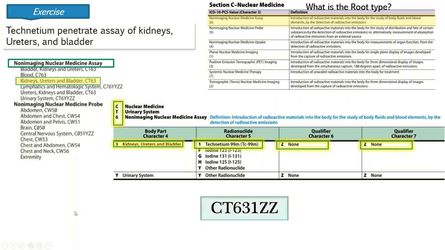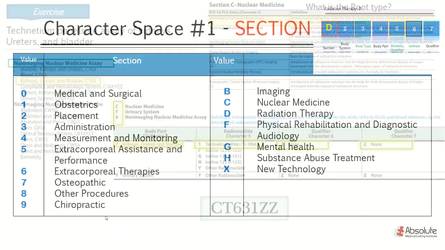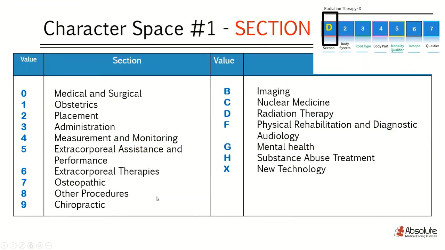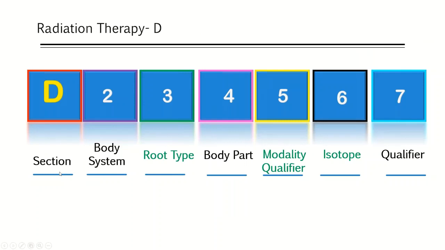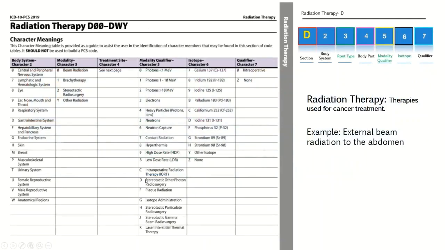All right, let's move on to section D, radiation therapy. Let's take a look at the radiation therapy code. We've got our section, the body system, of course, the root type. We've got body part, modality modifier, isotope, and qualifier. Let's go to the character meanings page and figure out what these characters mean. We know we're on the correct page because we're at section D, radiation therapy.